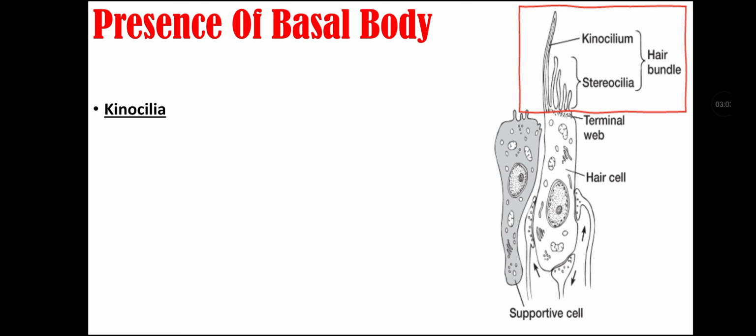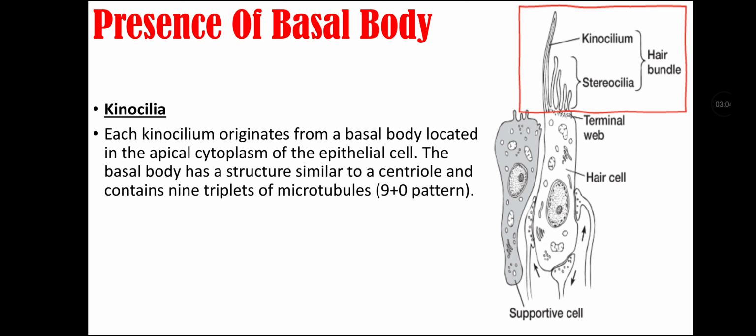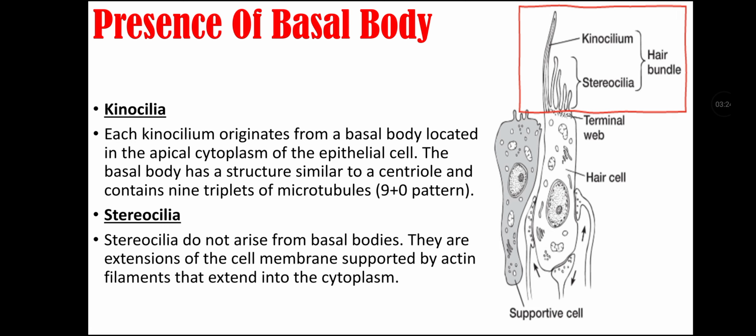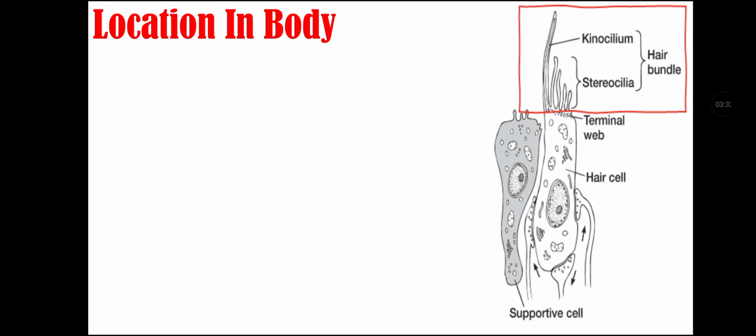Next characteristic is presence of basal body. Talking about kinocilia, each kinocilium originates from a basal body that is located in the apical cytoplasm of epithelial cells, and the basal body has a structure similar to centriole and contains 9 triplets of microtubules, that is 9 plus 0 pattern. While stereocilia do not arise from basal body, they are extensions of cell membrane that are supported by actin filaments that extend into the cytoplasm.